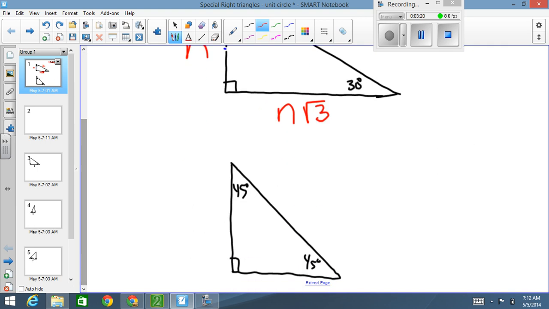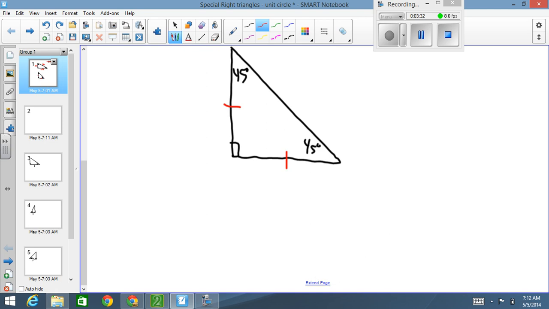Now what about if I have a 45-45-90? Well, the good news is that I know if those two angles are the same, then this is an isosceles triangle, so those two sides are the same. So if I'm looking at a template for this, my shortest sides are going to be the exact same, and my hypotenuse is going to be whatever that shortest side is times the square root of 2. There's my square root of 2. So these are the two templates we are going to use as we solve some of these.